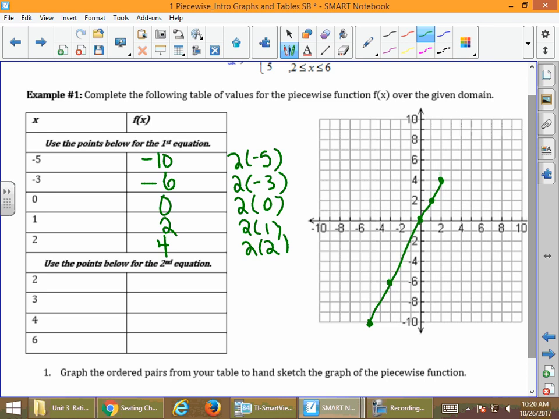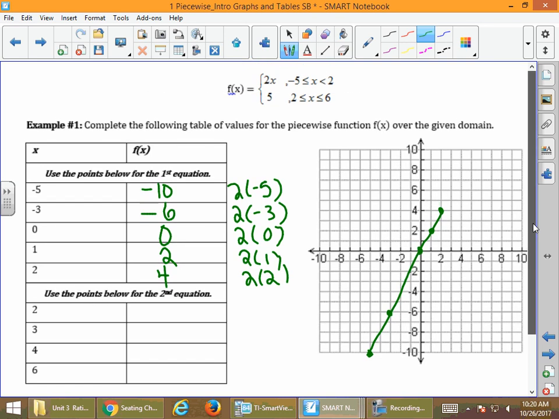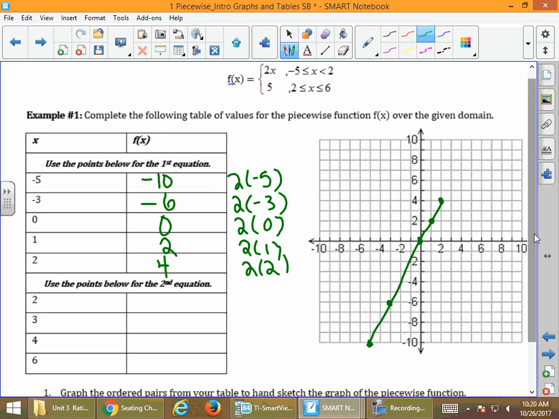But there's one more thing that we need to deal with on this problem here. Because if we go back and we look at our domain, which says -5 is less than or equal to x is less than 2, at the point -5, we're going to have our filled in circle. But when we come over here and x is 2, this is going to be an open circle, because there's no equals with the 2.